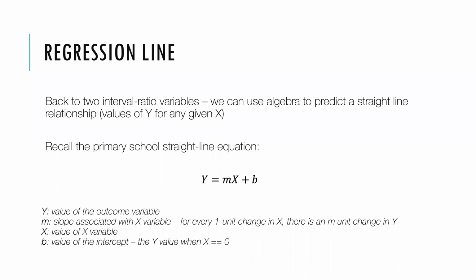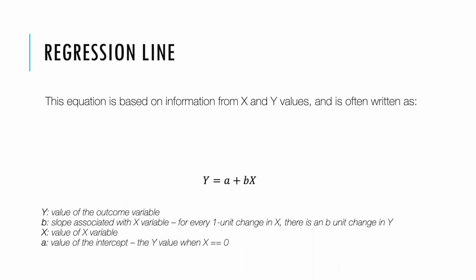If we wanted to draw a straight line through some points, that line of best fit, we remember that equation, right? Y equals mx plus b, where Y is the outcome variable, X is obviously the X variable. M here represents the slope associated with that X variable. So this would mean for every 1 unit change in X, Y changes by M units. And then b here is the value of the intercept, or the value of Y when X is equal to 0. However, that same equation in many textbooks is rewritten as Y equals a plus bx. Here we replace b with a, we replace m with b. So Y equals a plus bx. Again, a is the intercept, b is the slope.